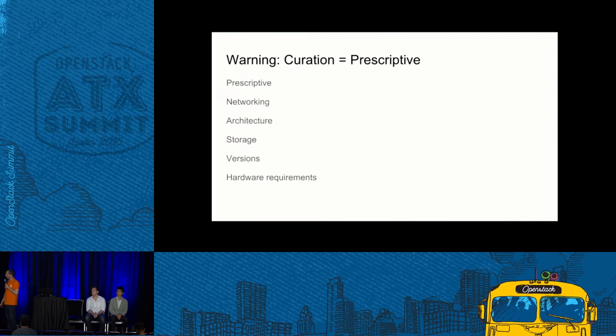And that kind of comes with a warning. Curation can be prescriptive. It means that it does have an opinion on how things like the networking are set up, the architecture, whether it could be a converged architecture, for example, or a separate architecture with storage and compute. What kind of storage is chosen? Do you use Ceph? Do you use Cinder? Do you use Swift, et cetera? Different versions of projects that are taken, and then the hardware requirements. Some distributions you can run on a single laptop, others have a minimum of whatever it is, six machines.